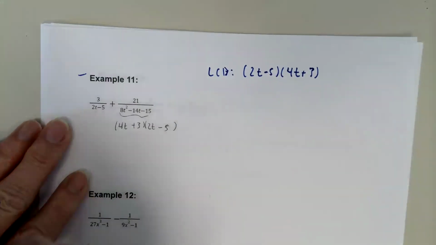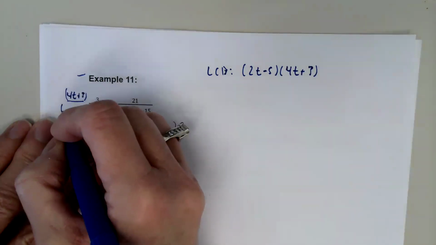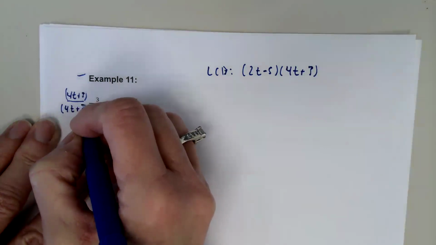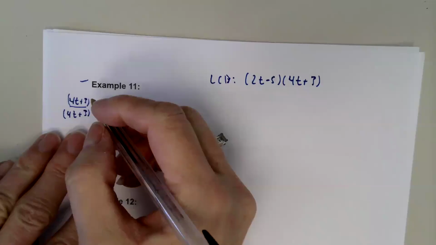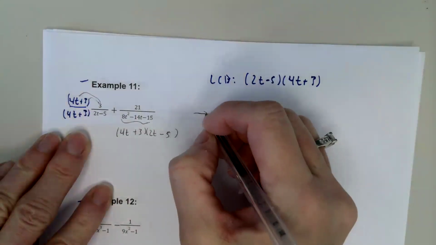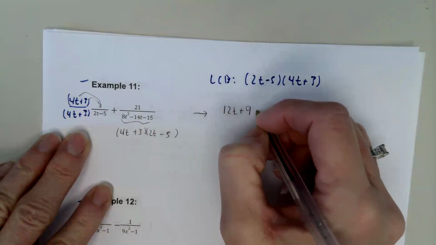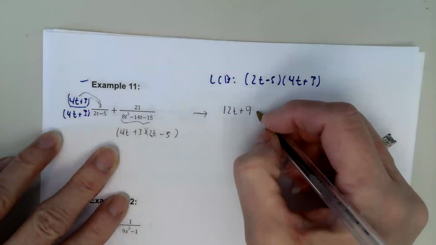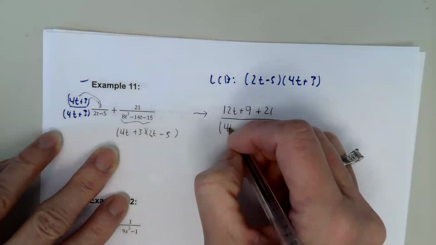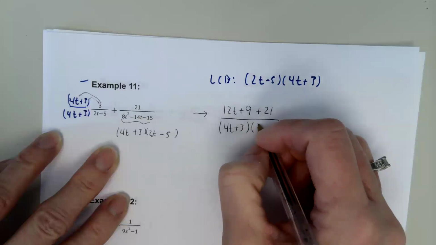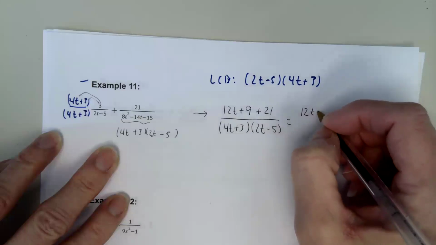So the first fraction is missing 4t plus 3 over 4t plus 3. So we're going to distribute that. So that's going to be 12t plus 9. And then the second fraction has everything we need. So that just stays at plus 21 over, and I'm going to leave them factored, 4t plus 3 times 2t minus 5. So this becomes 12t plus 30.